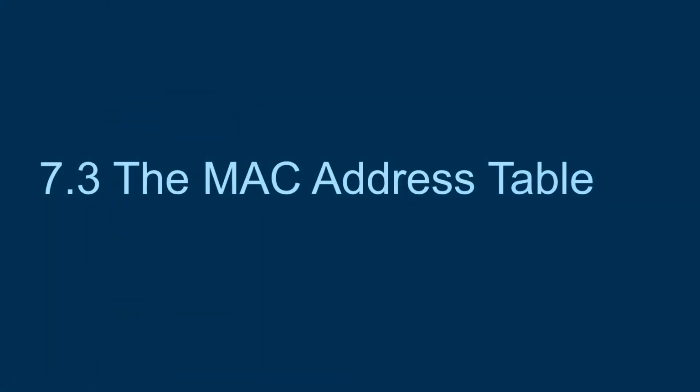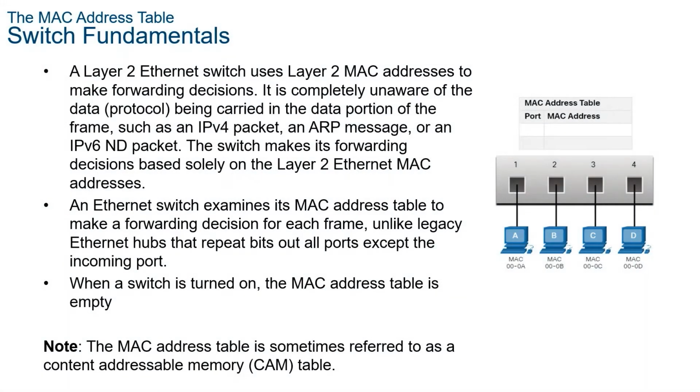Okay, so the next section would be the MAC address table. Let's talk about the switch fundamentals now. Now that you know all about the Ethernet MAC addresses, it is time to talk about how the switch uses these addresses to forward or discard frames to other devices on the network. If a switch just forwarded every frame it received out all ports, your network would be so congested that it would probably come to a complete halt.